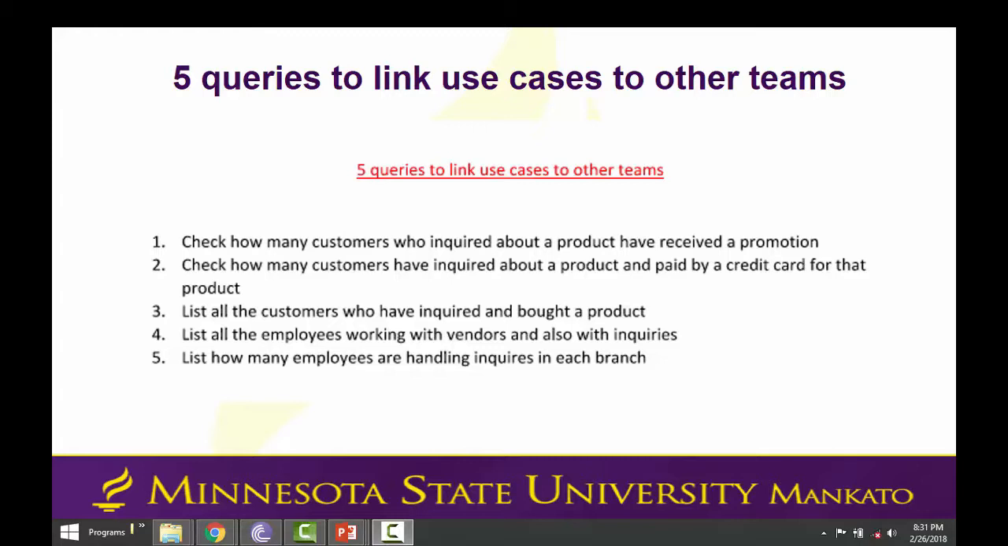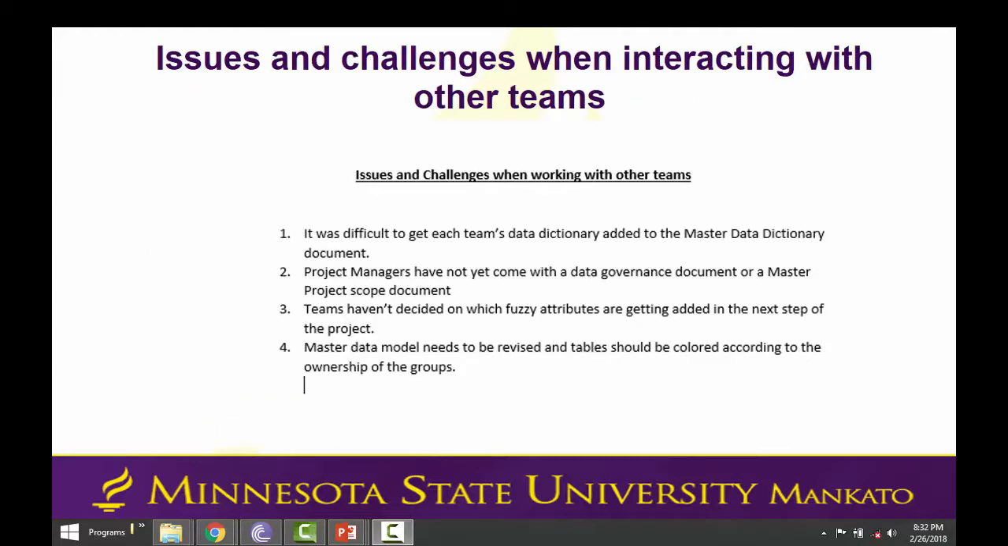Here are the issues and challenges when working with other teams. Number 1, it was difficult to get each team's data dictionary added to the master data dictionary document. Number 2, project managers have not yet come up with a data governance document or a master project scope document. Number 3, teams have not decided on what fuzzy attributes are getting added in the next step of the project. Number 4, the master data model needs to be revised and tables should be colored according to ownerships of the groups.